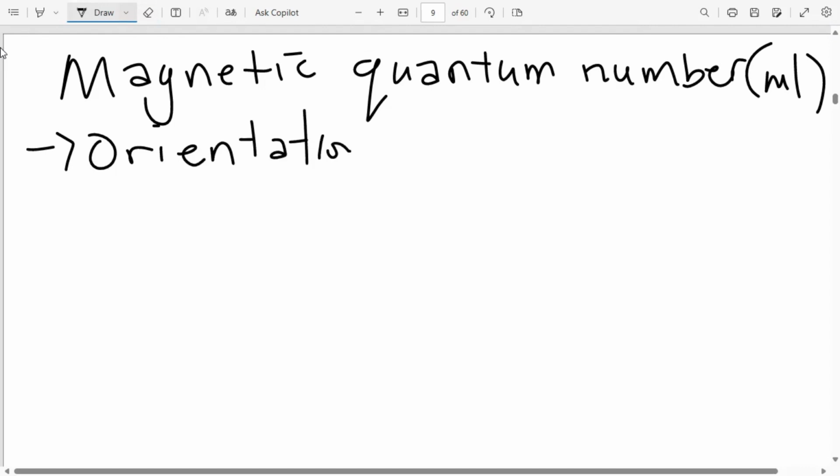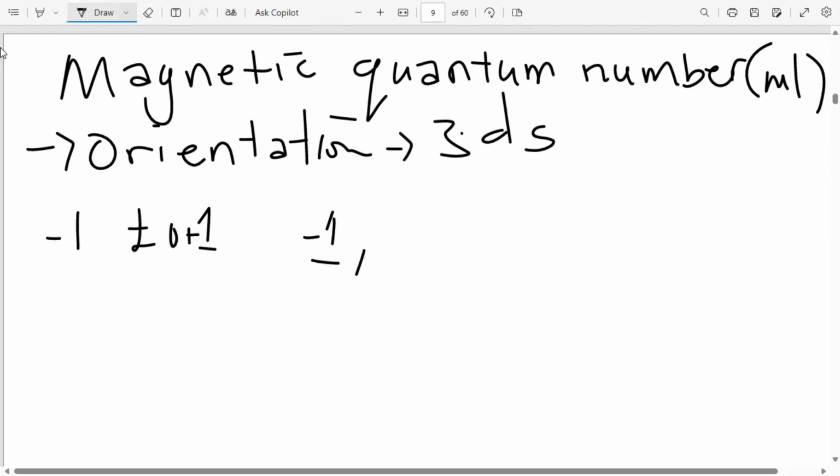Orientation of orbitals in three-dimensional space. So it has ranges of -1 to +1. What does that mean? That means it can either be -1, 0, or +1. And what do these numbers actually mean? The number of possible magnetic quantum number values for a given angular momentum quantum number, the L that we talked about in the previous page.